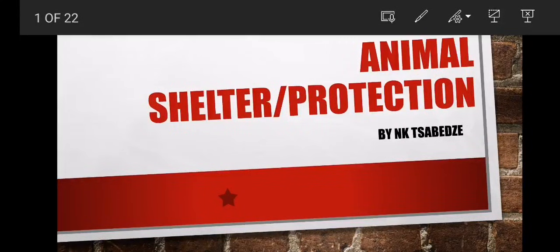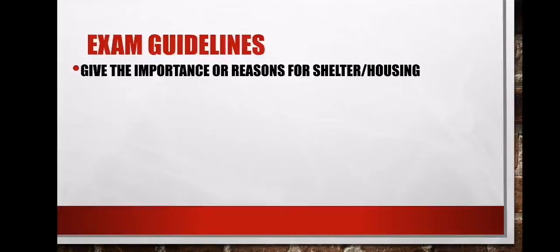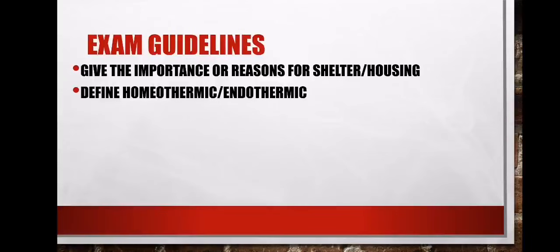Let's have a look at this section called animal shelter or animal protection. There are a few things that I want me and you to focus on. One, when we look at animal shelter, the first thing that we will check is the importance of having a shelter. Why we must make sure that we provide animals with shelter. That is the first thing that we will check. We'll move on and define the term homeothermic, which they sometimes call endothermic or warm-blooded. What do we call those animals?